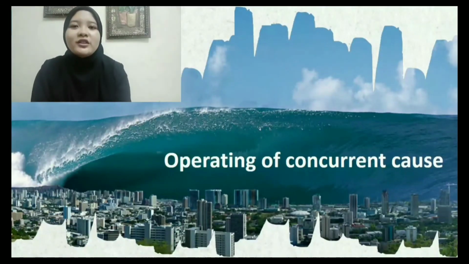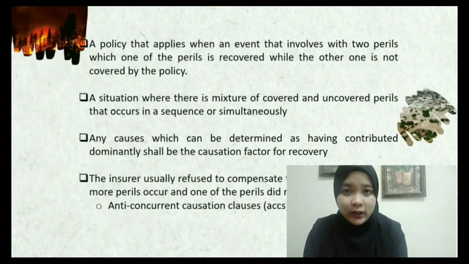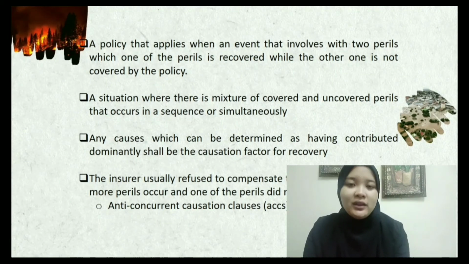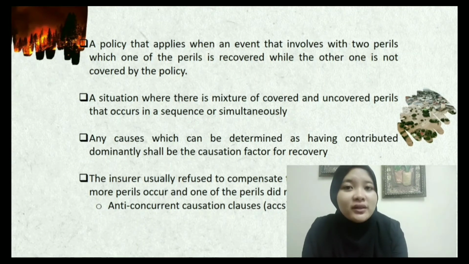So today I'm going to talk about the operation of concurrent cause. What is concurrent cause? It is when two perils occur, where one of the perils is covered and another one is not covered in the policy. Whether the insurance company is liable to pay for the loss of the insured if the peril is not covered.